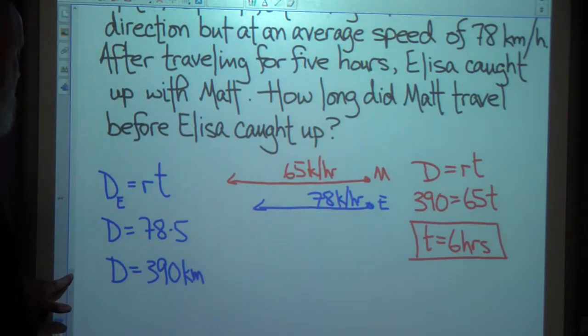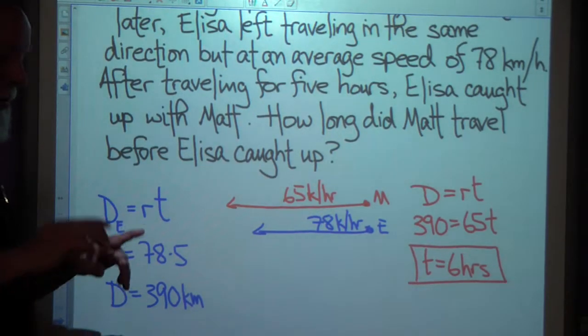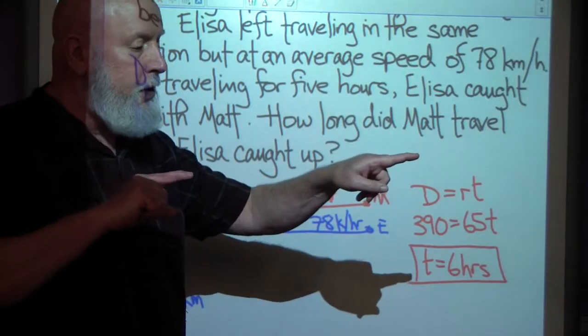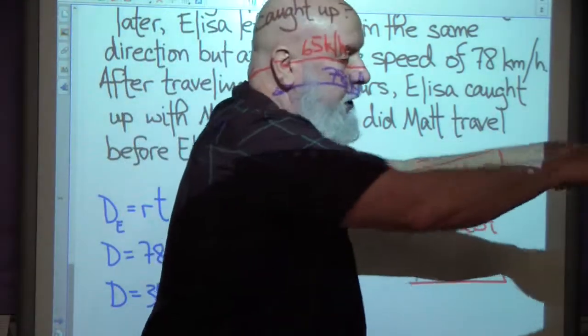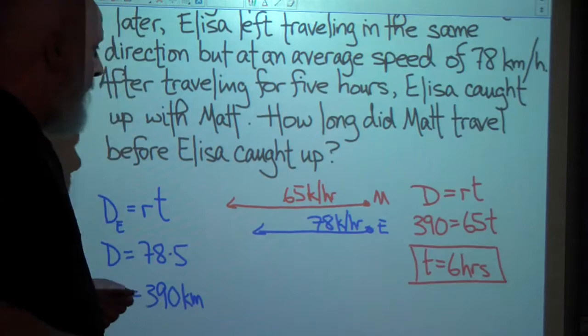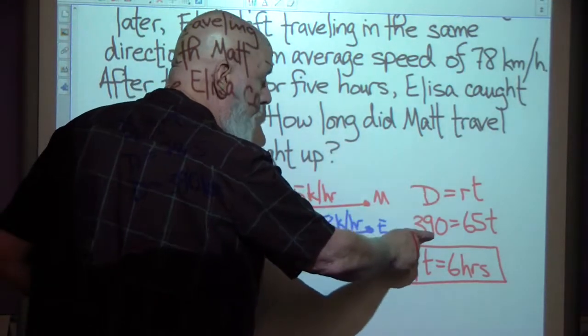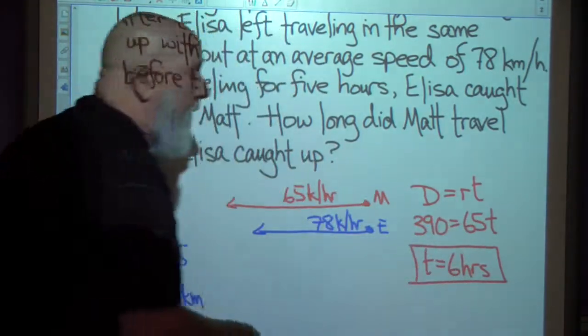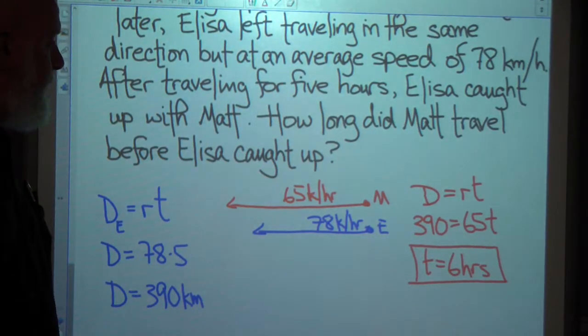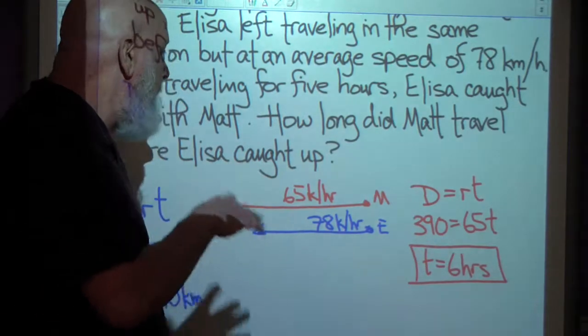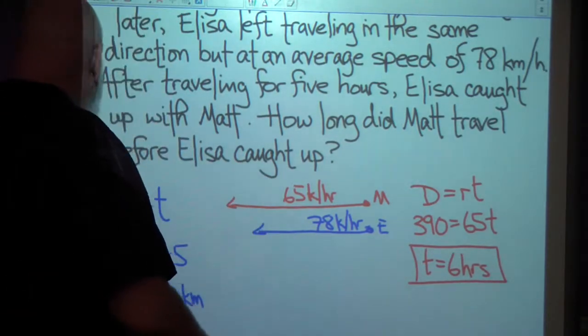The key to this one was recognizing that if she's following him, he takes off earlier and she's following him going faster. When she reaches him, when she catches him, they've traveled the same distance. And so if she traveled 390 kilometers, then so did he. And it was easy then to figure out how long he took. That's the type of thinking we're going to be doing. Distance is equal to rate times time, and a little bit of logic, and you can work these problems out.